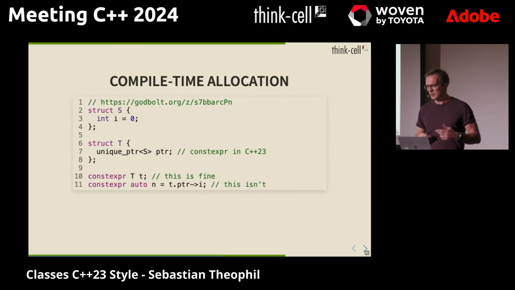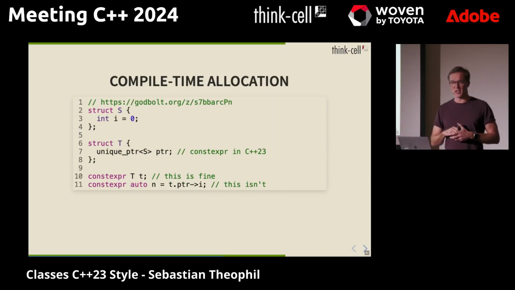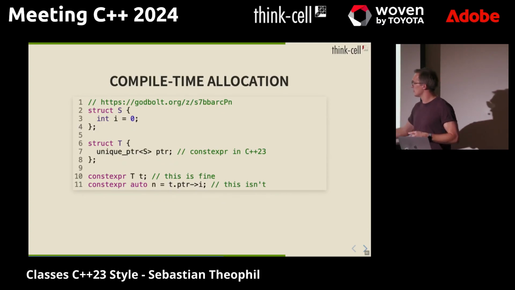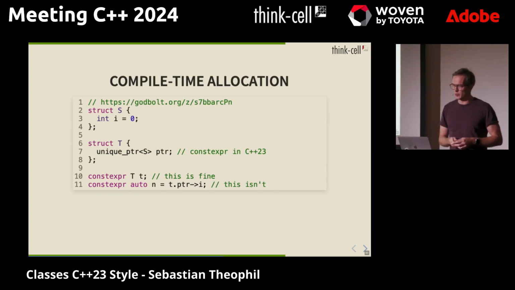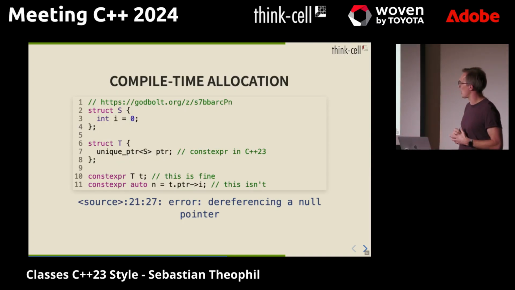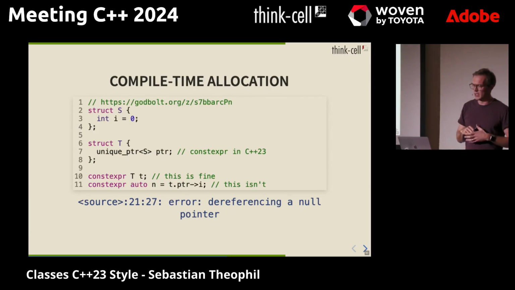Now, following up on new constexpr features, unique_ptr can now be used in constexpr expressions. And it couldn't before. So what do we do with that? This, of course, doesn't work. It will give us a compiler message as before, where we still have the UB checker in constexpr expressions. So it will know that this is a null pointer and tell us at compile time. Nice. But how do we use that?